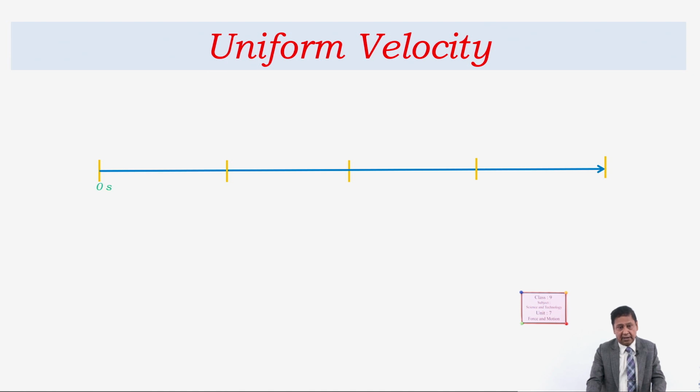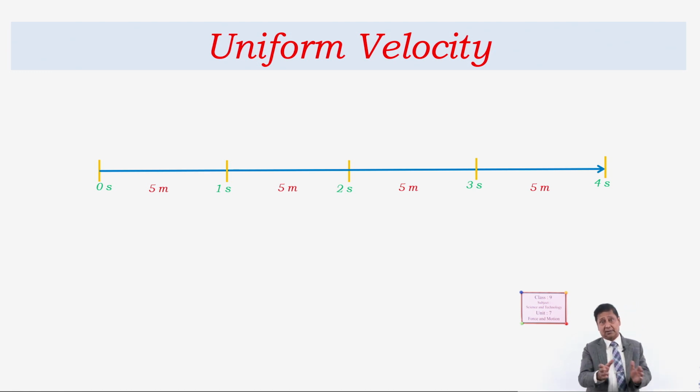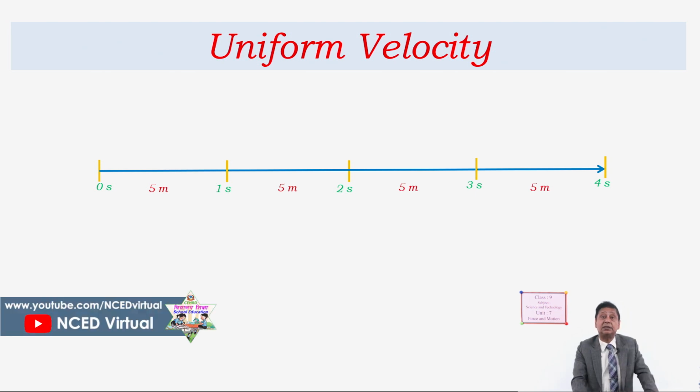After every 1 second it covers a certain distance. This is 0 second, this is 1 second, this is 2 second, this is 3 second and 4 second. And the distance covered in every 1 second is found to be 5 meter. Very interesting. What does it mean? In equal intervals of time, this body covers equal distance. In every 1 second, the body is 5 meter away from its previous position. Now this is the diagrammatic representation of uniform velocity.